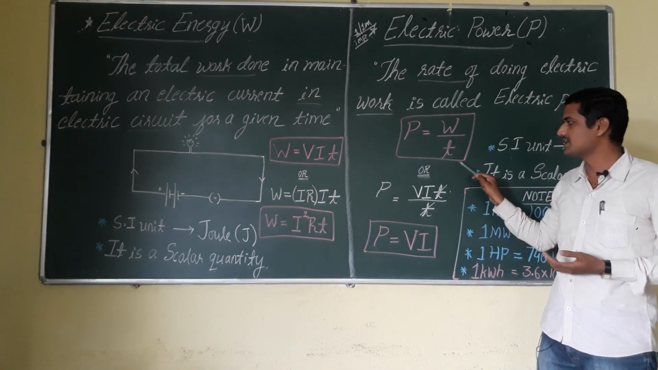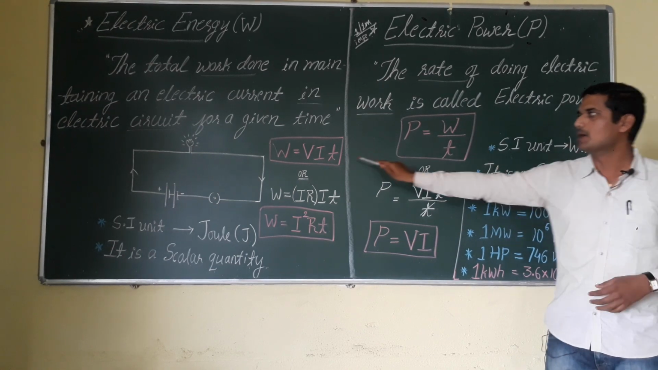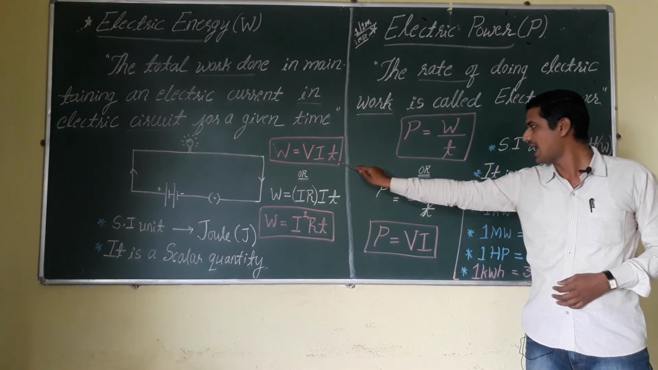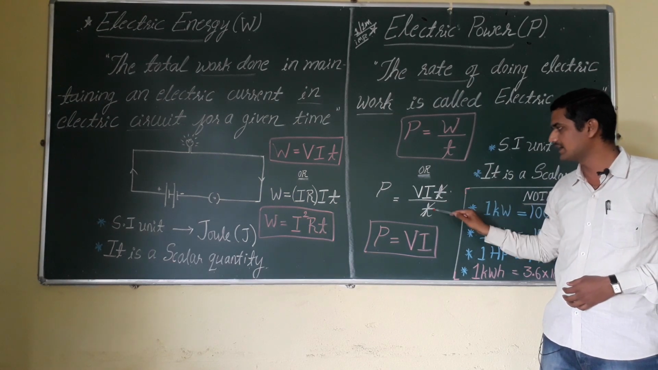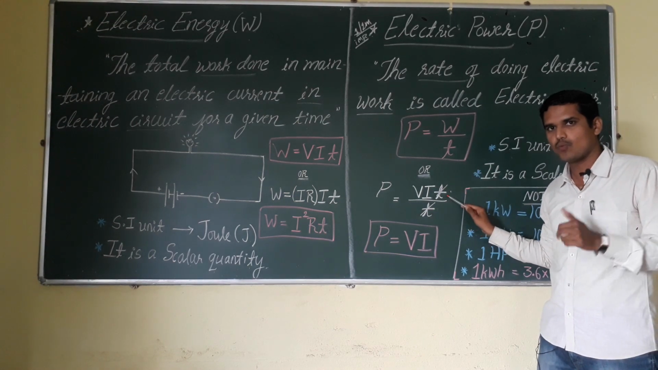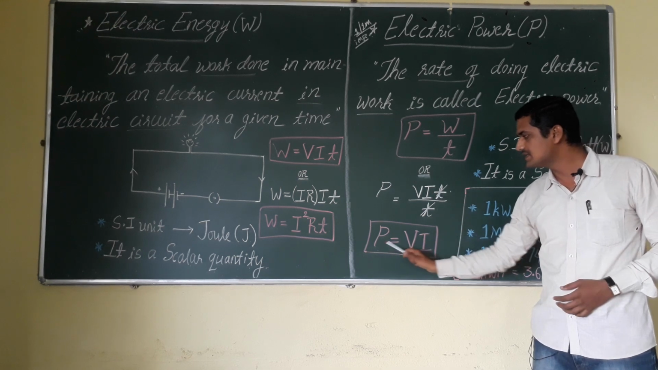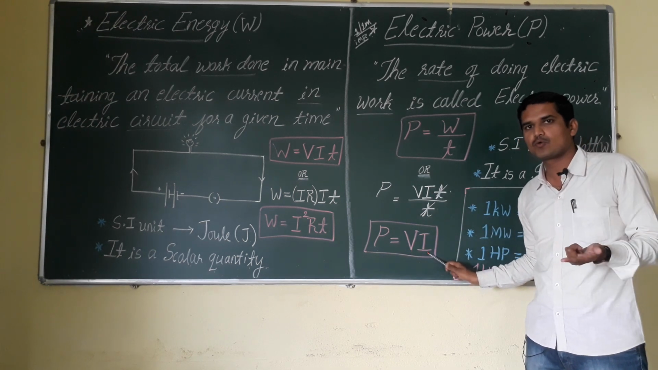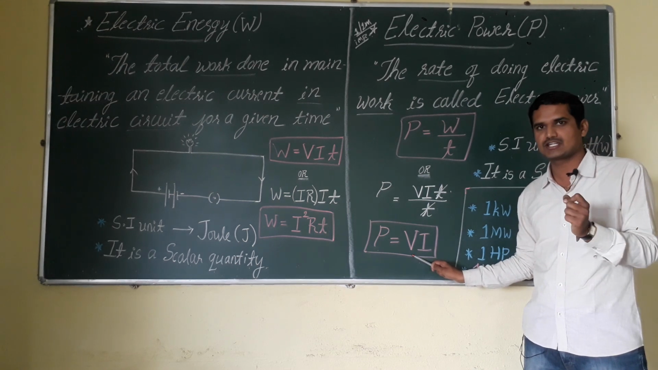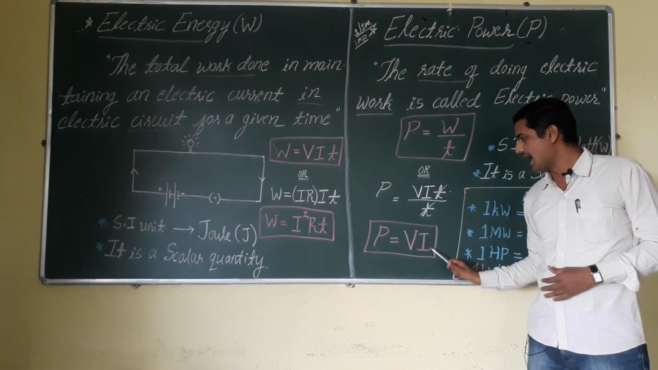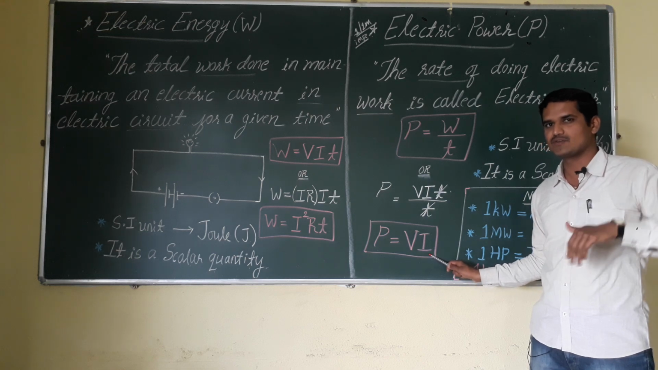Or you can also write the same formula differently. You already know W is equal to VIT, right? The same value is substituted here, and T and T both get cancelled. What will remain is VI. P is equal to VI. That is one more formula of electrical power, where V is indicating the electric potential or potential difference, and I is indicating the electric current.